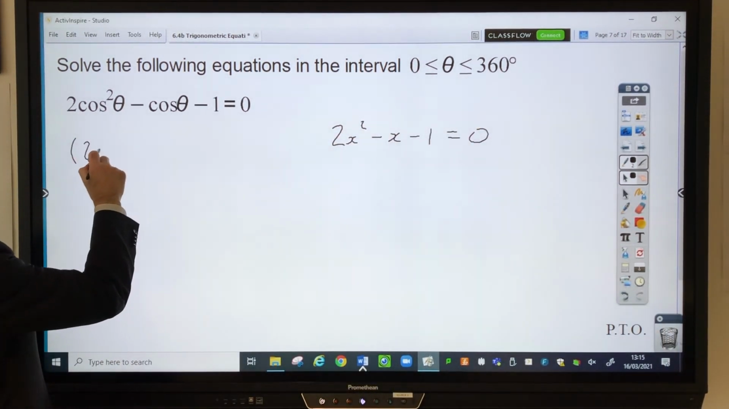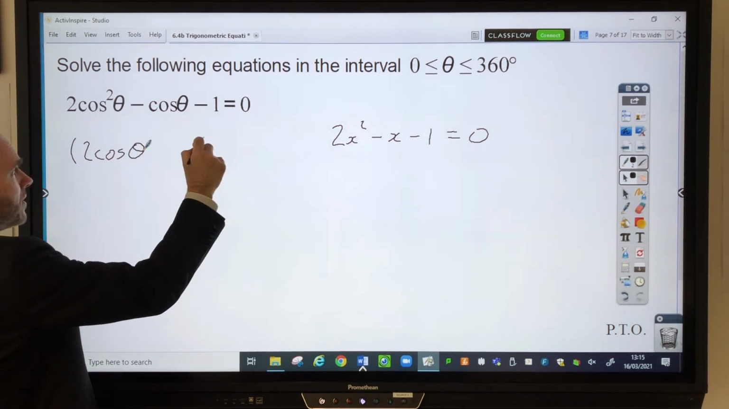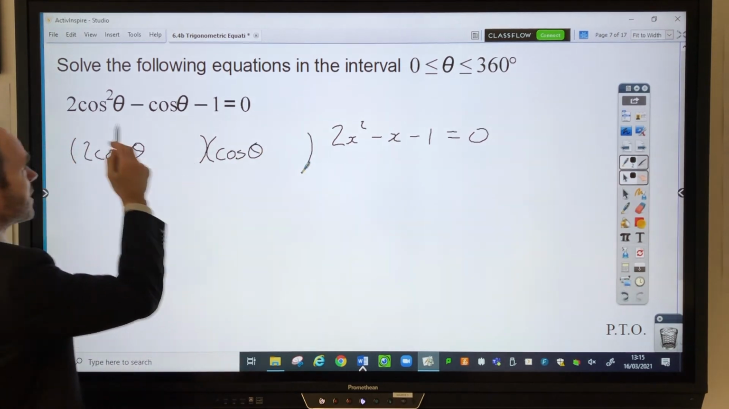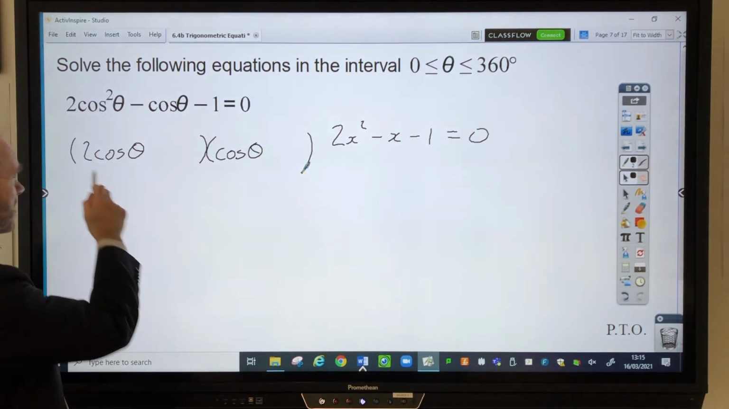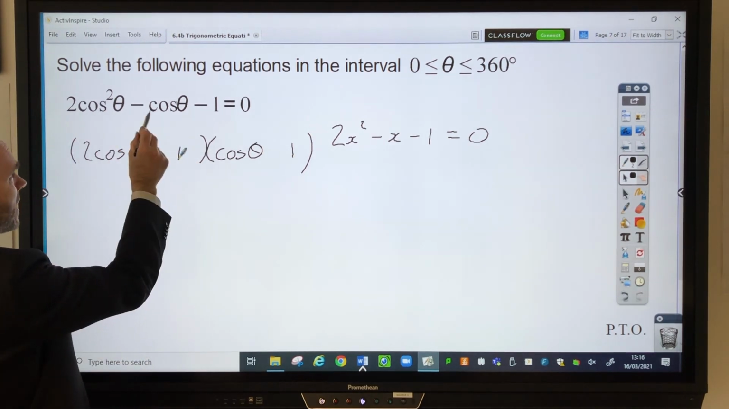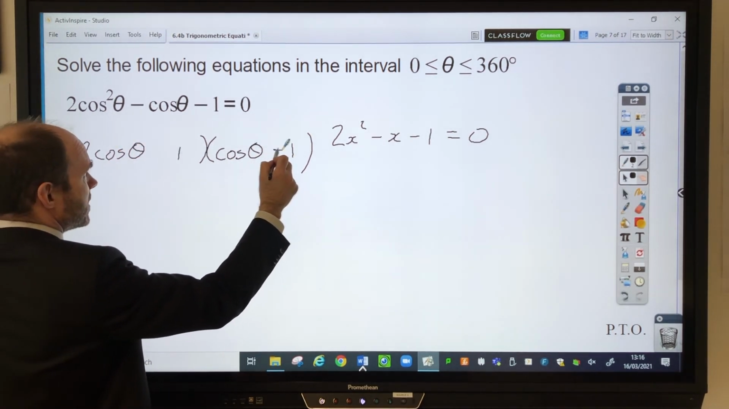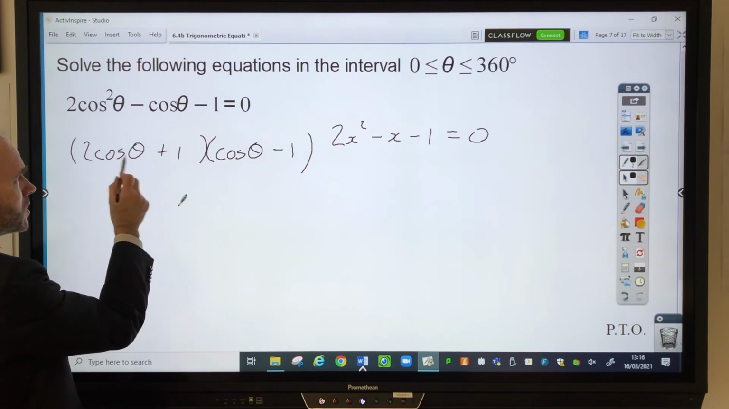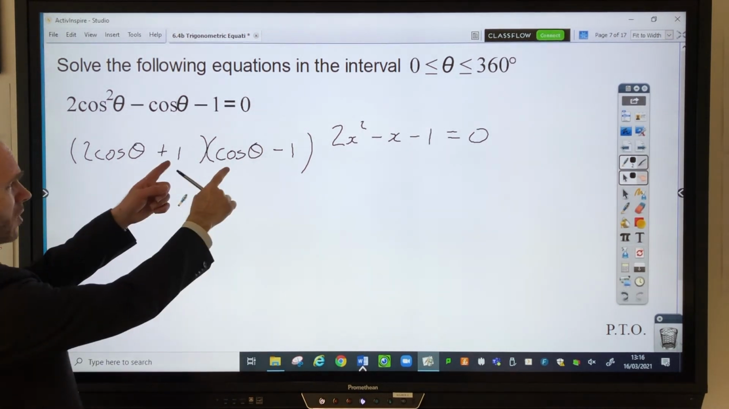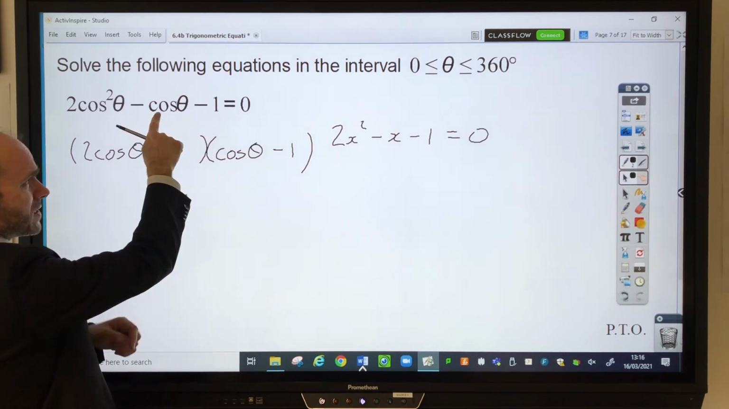So I'm going to write 2 cosine theta, and then in the other bracket it's going to be cosine theta, because obviously that's where the cosine squared theta comes from, times by 2, and then you're going to have 1 and 1, so to get that as negative, I'm going to want to have it like this, aren't I? So it's going to have to be 2 cos theta plus 1, cos theta minus 1, because the cosine theta minus 2 cosine theta gives me that.